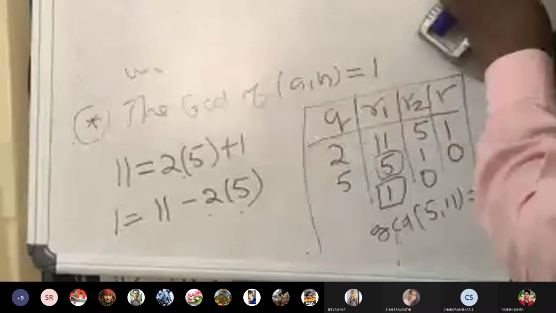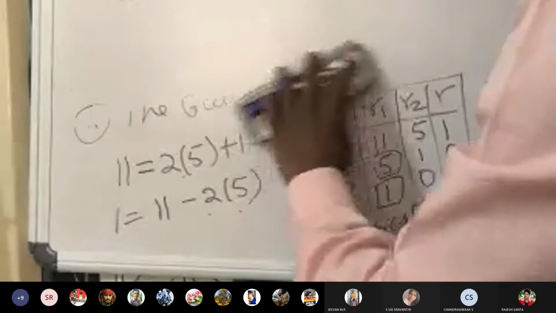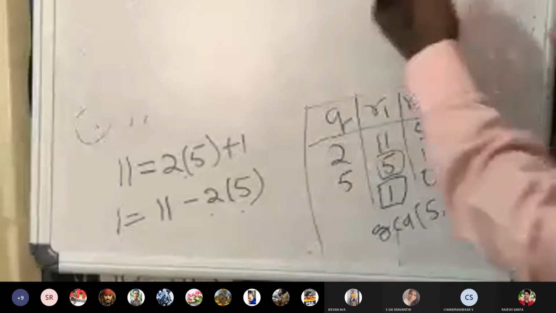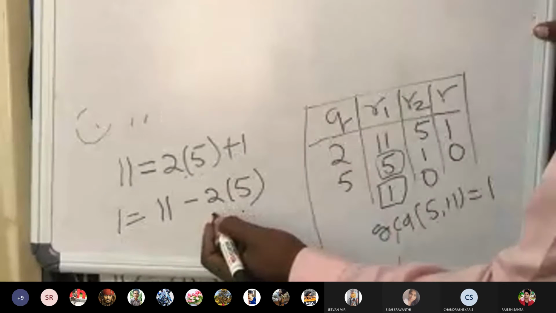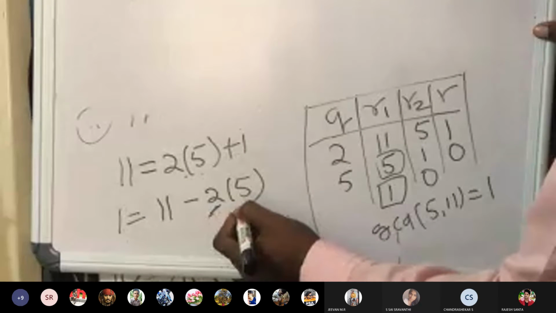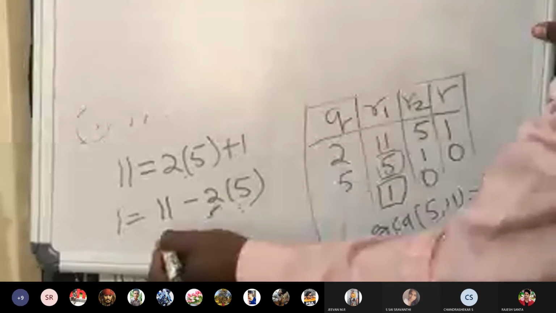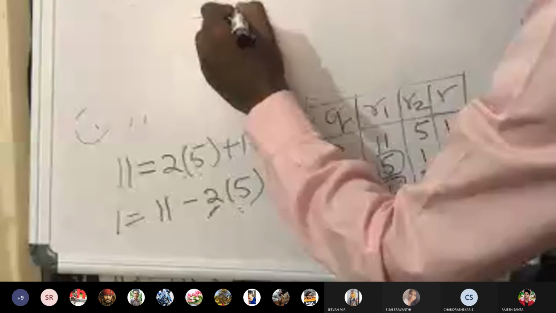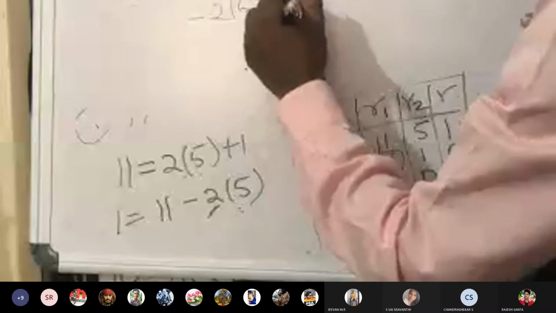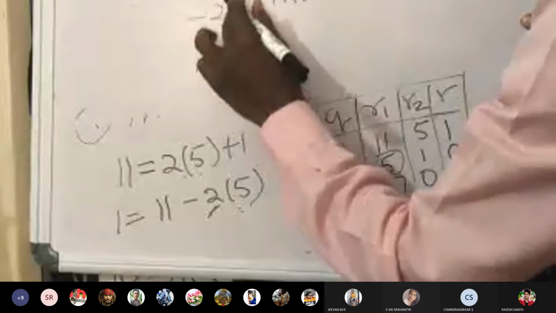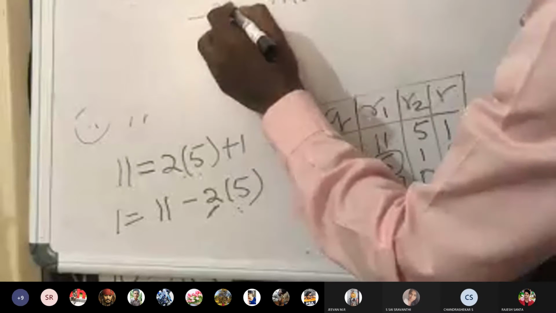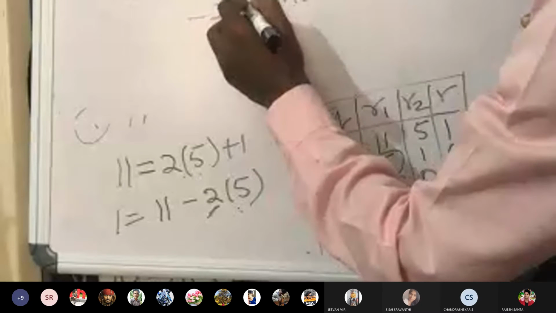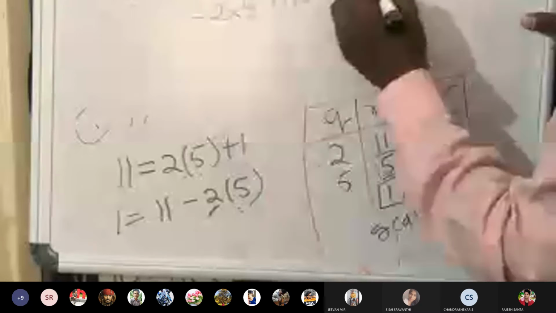And if you don't understand, then you won't be able to cope with the next topic. Okay, that's the deal. So now, what do we say? We find the number because minus 2 into 5 should be equal to 1. Now we come here: minus 2 into 5 mod 11 gives us 1.